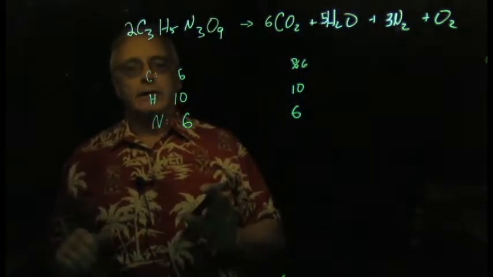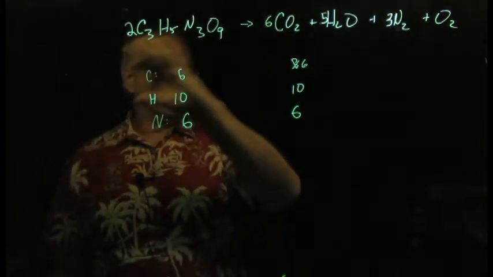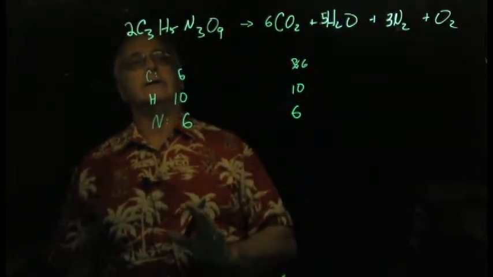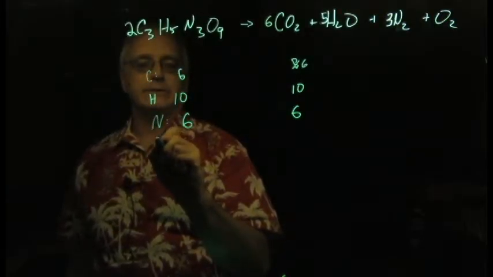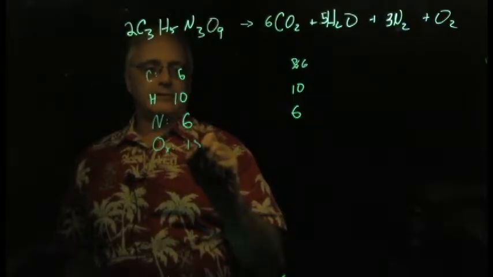This is where you bow toward the gods of chemistry. Oh, please let the oxygens work out. And we are now going to examine those oxygens and make whatever adjustments we need to make. I have 9 per molecule, 2 of them here. And so I have 18 on this side.